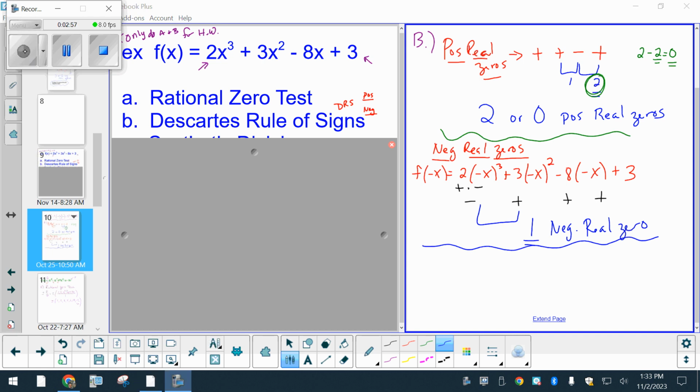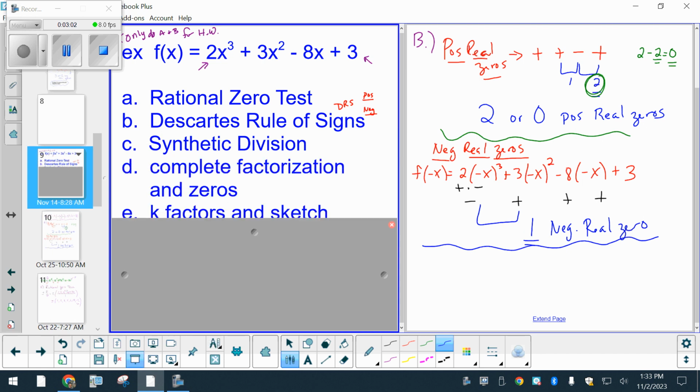Okay, so what we're going to do now, right? So double check all your work. You can pause the video if you need to. We're now going to do C, D, and E.